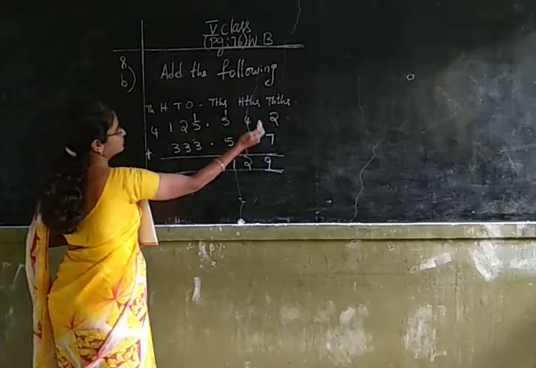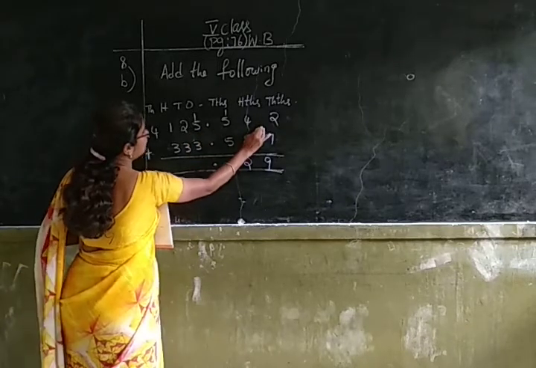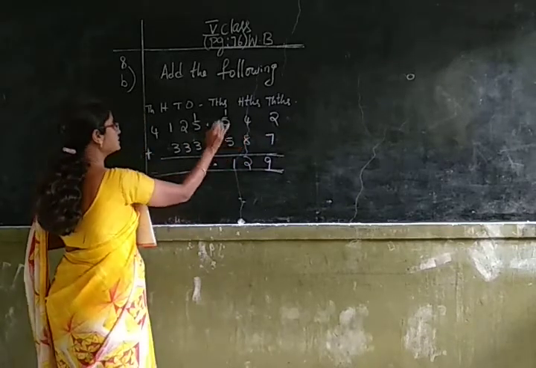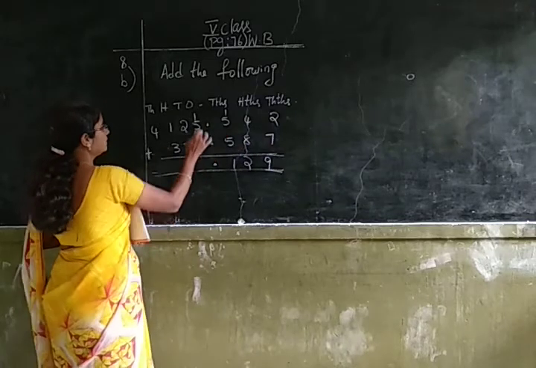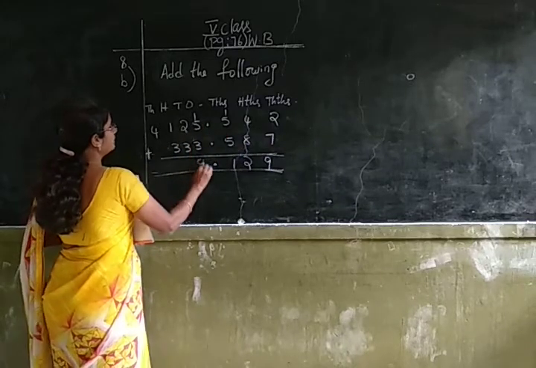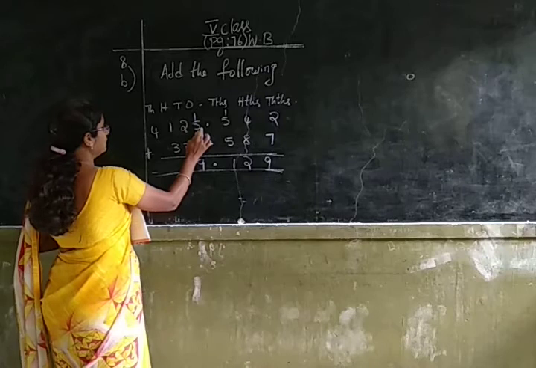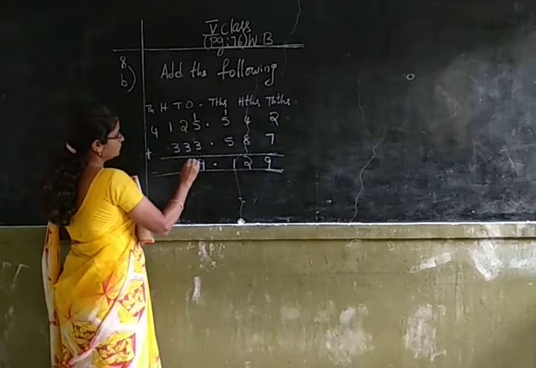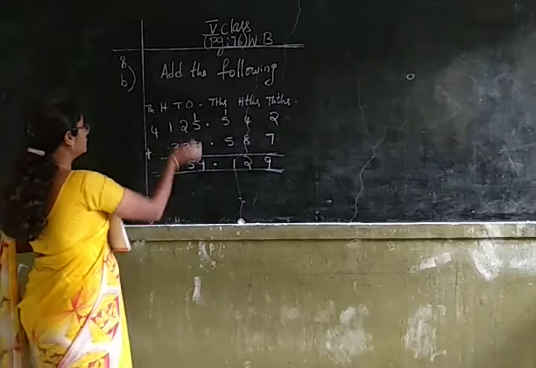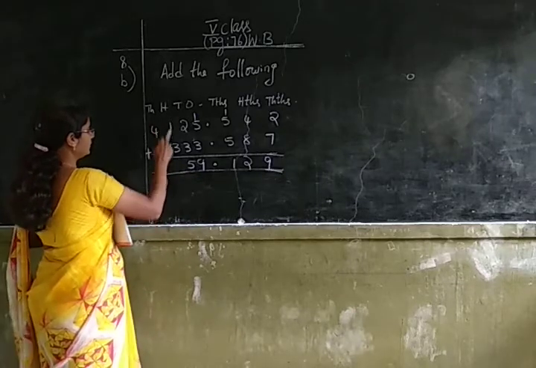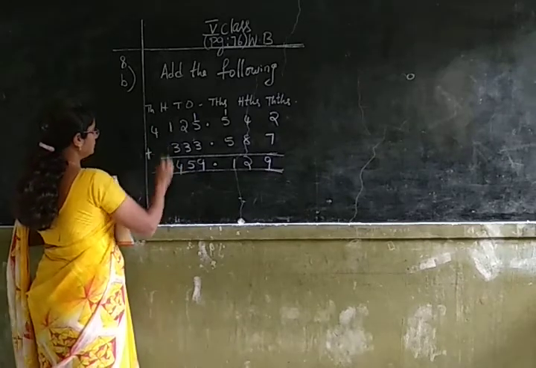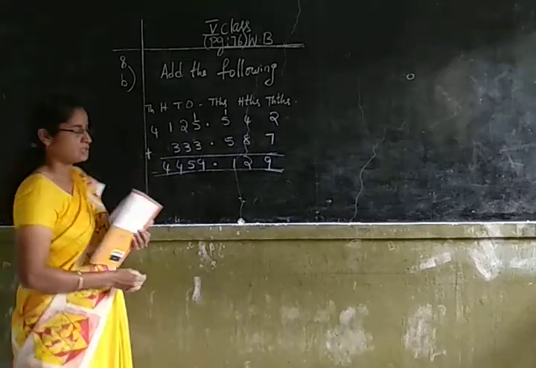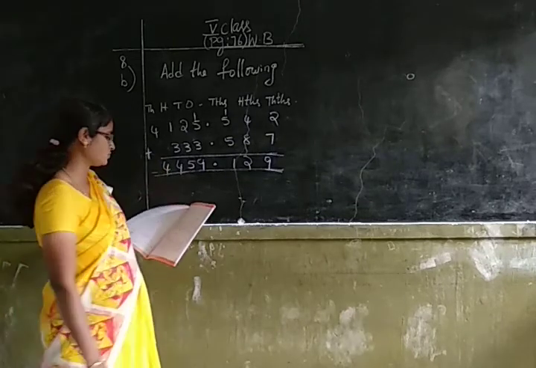So next, first you have to add the numbers in thousands place, next hundreds place, tens place and then ones place. 5 plus 3 is 8, 8 plus 1 is 9. After adding the digits in ones place, you have to add the digits in tens place. 2 plus 3 is 5. Next you have to add the digits in hundreds place. 3 plus 1 is 4. Then you have to add the digits in thousands place.